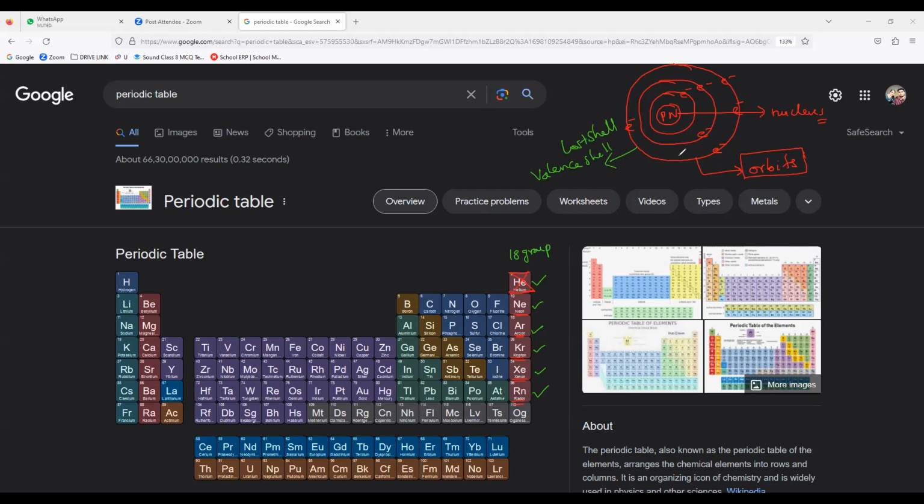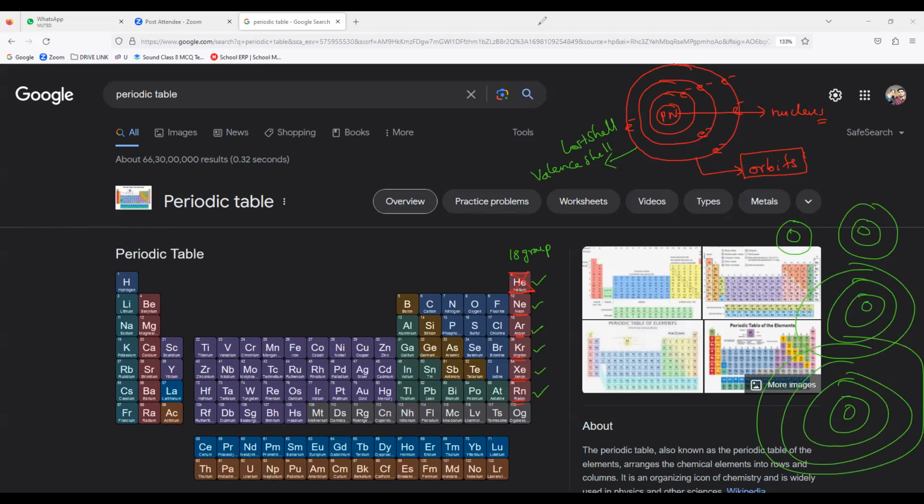Don't think here a third cell is there. It may be two cells. One single cell present, or maybe two cells, or maybe three cells, or maybe four cells are present. Doesn't matter. The last shell, whatever the number, n equals 1, 2, 3, 4, 5, like that, which we used to call a valence cell. Valence cell. Keep it in mind.